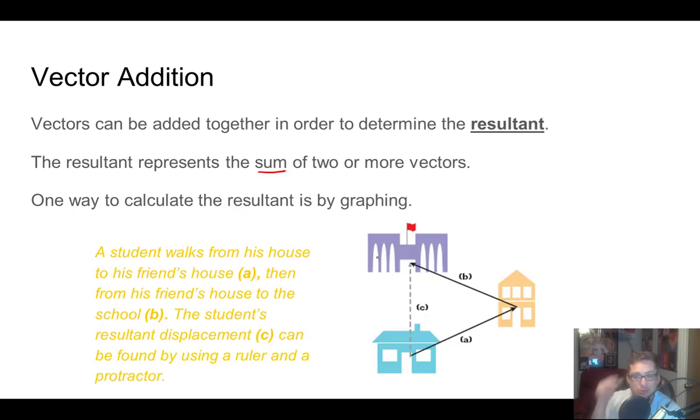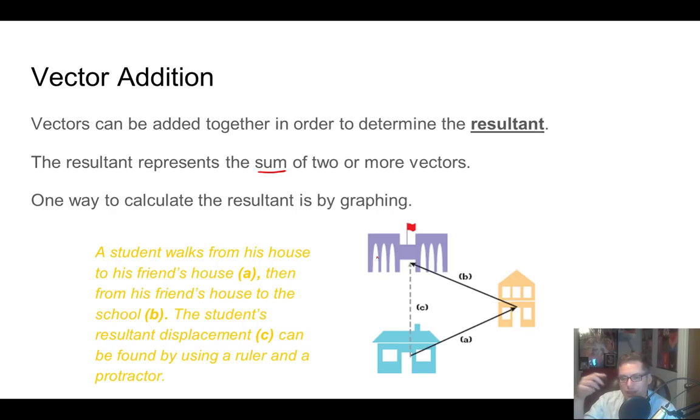Okay, there's two ways we're going to talk about graphing or figuring out the direction and magnitude of a resultant. The first way is graphing. Now, graphing tends to be a pain in the neck because that means you have to have graph paper, you need a ruler, you need a protractor, and make sure you're getting all your angles just right.